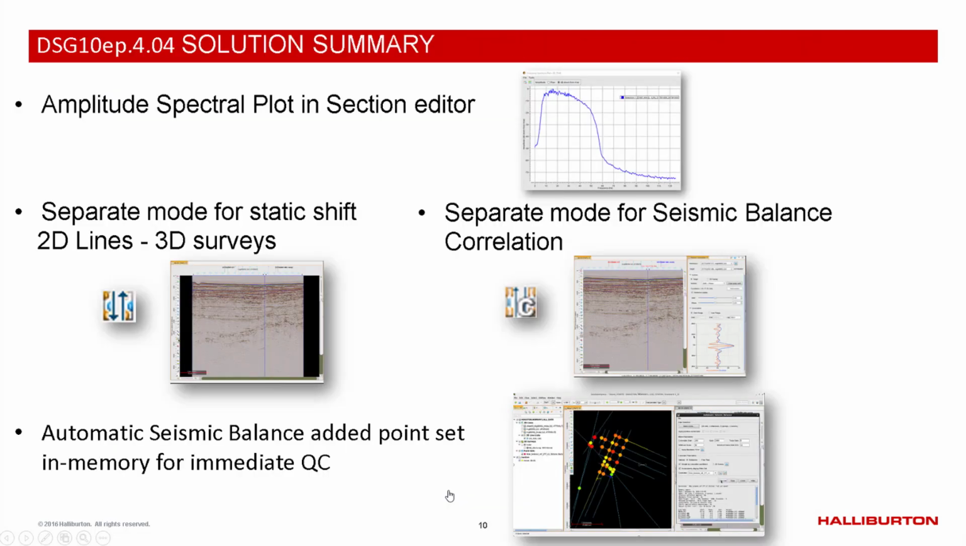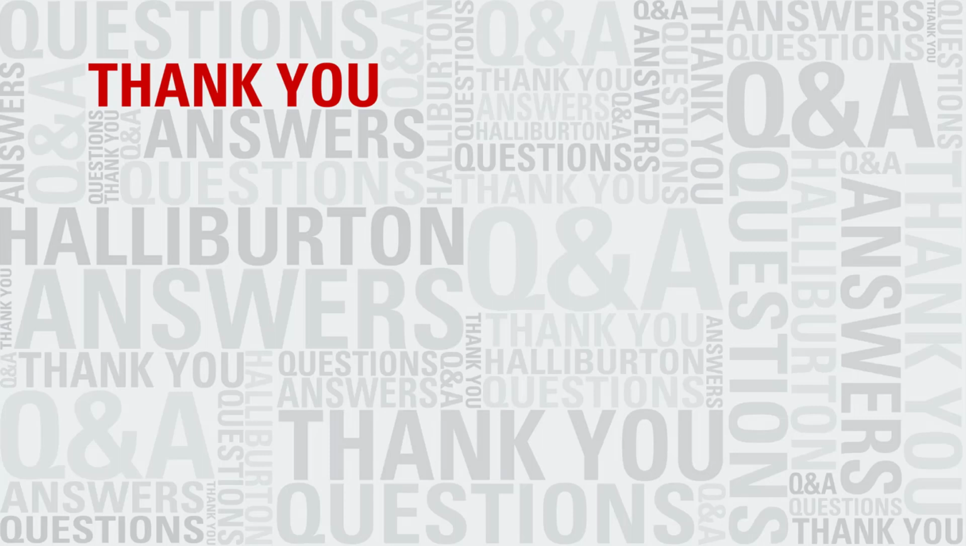And basically, to summarize the 3 features that we added now: we added the option to do the frequency spectral plot in the section editor. We separate the static shift and the seismic balance correlation in 2 different modes. And we have the capability now to do the automatic seismic balance, adding point set in memory for immediate accuracy. And thank you. That is the feature that we have for seismic analysis in geophysics.